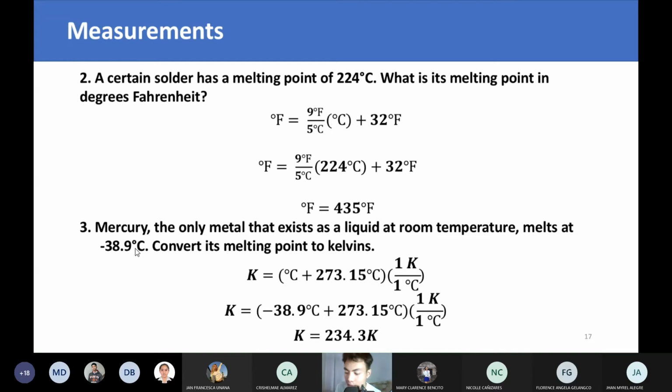And then next one, we have this one. Mercury, the only metal that exists as liquid at room temperature, melts at negative 38 degrees Celsius. You convert that into Kelvin. So again, kapag Celsius to Kelvin, that's very easy, no? You just add 273.15. Okay? So that's negative 38.9 plus 273.15. You will have your Kelvin value equal to 234.3 Kelvin.